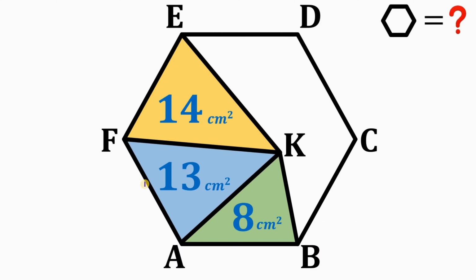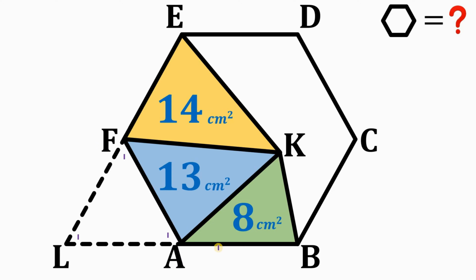Alright, to answer this kind of question, what we're going to do is to extend this segment EF and BA like this. Now let's call this intersection point L. Now, one thing to notice here is this angle right over here is 60 degrees. Therefore, this triangle LAF is an equilateral triangle, and also an equiangular triangle.